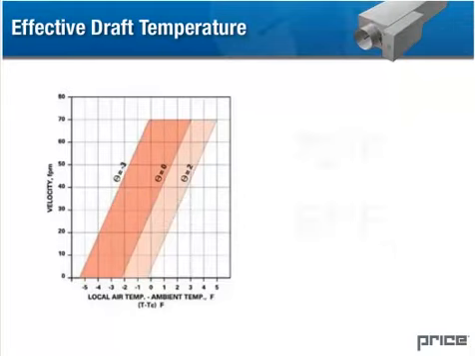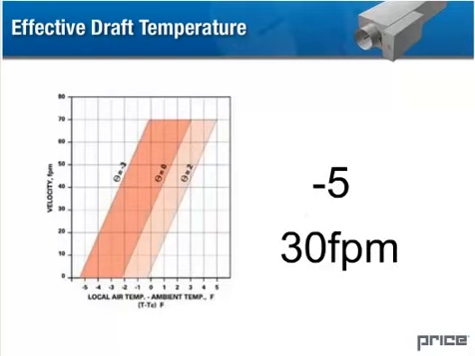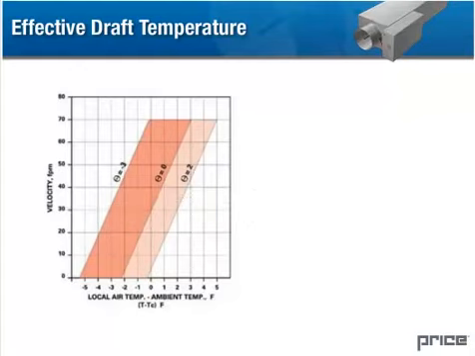However, were we to encounter 67-degree air in the occupied zone at 30 feet per minute, it would surely cause a sensation of draft and result in discomfort. Next, we'll see how this process can be taken a step further by learning how to measure the effective draft temperature in an entire room.